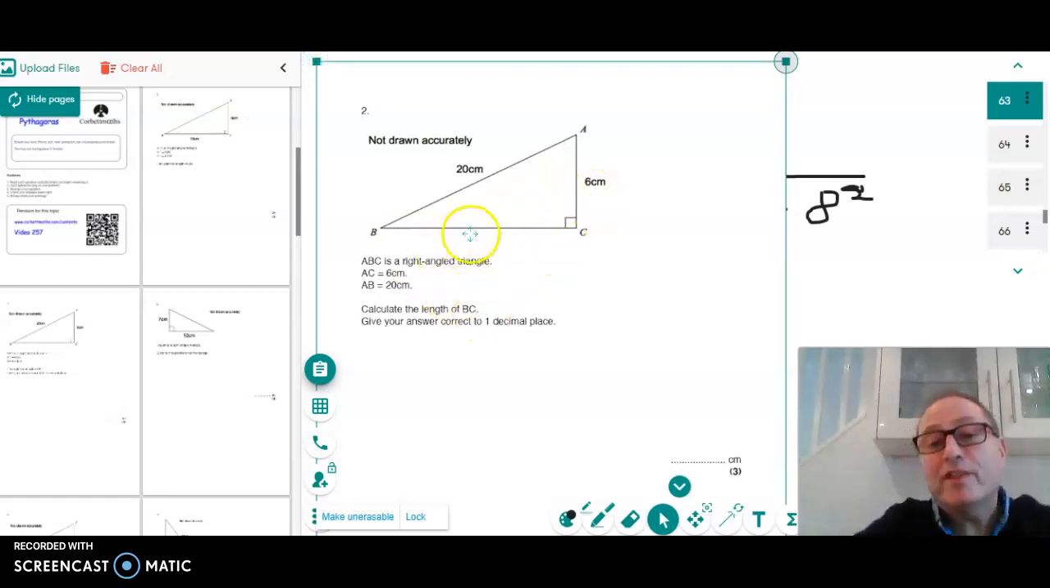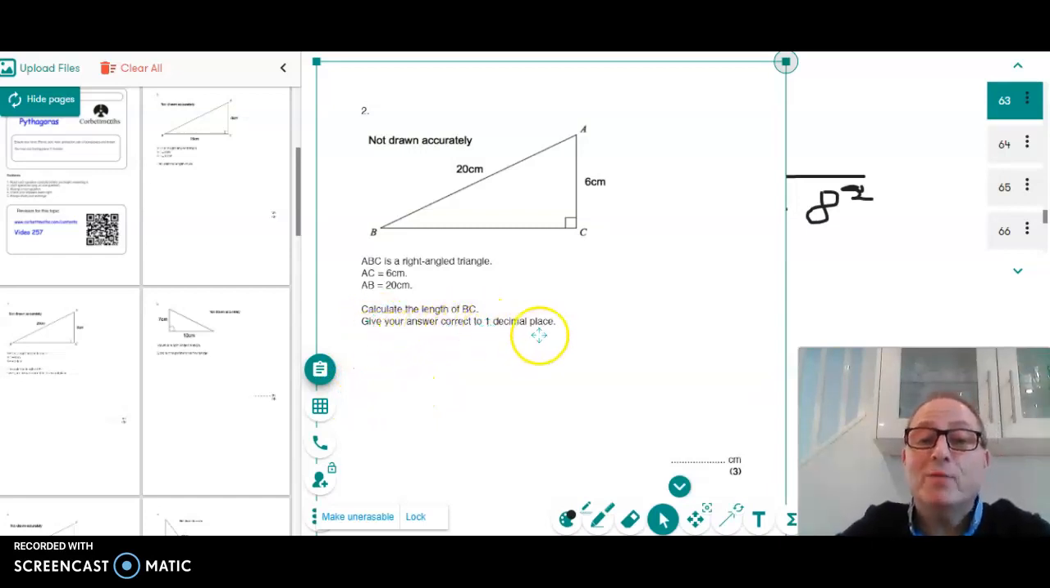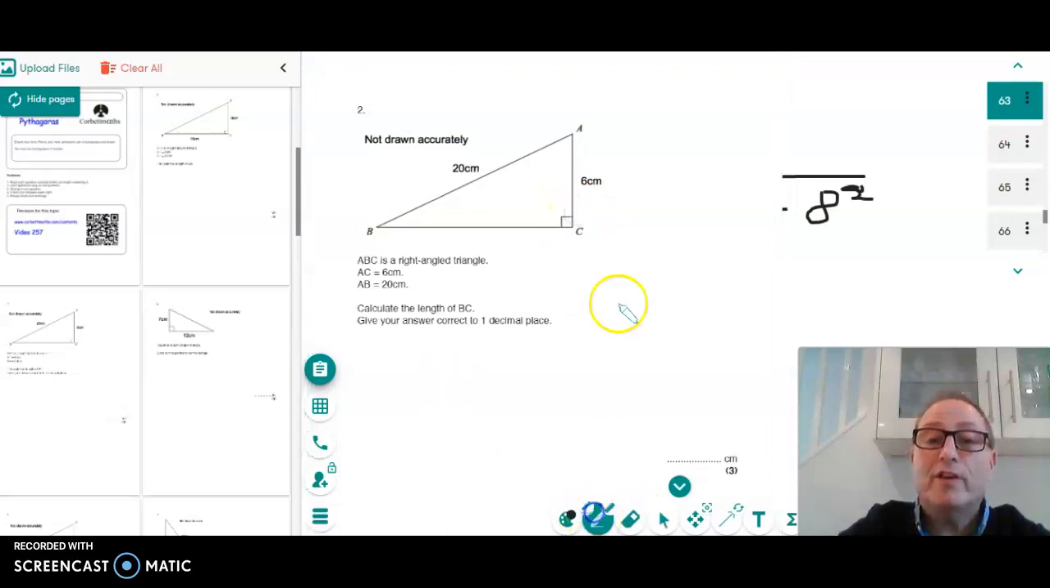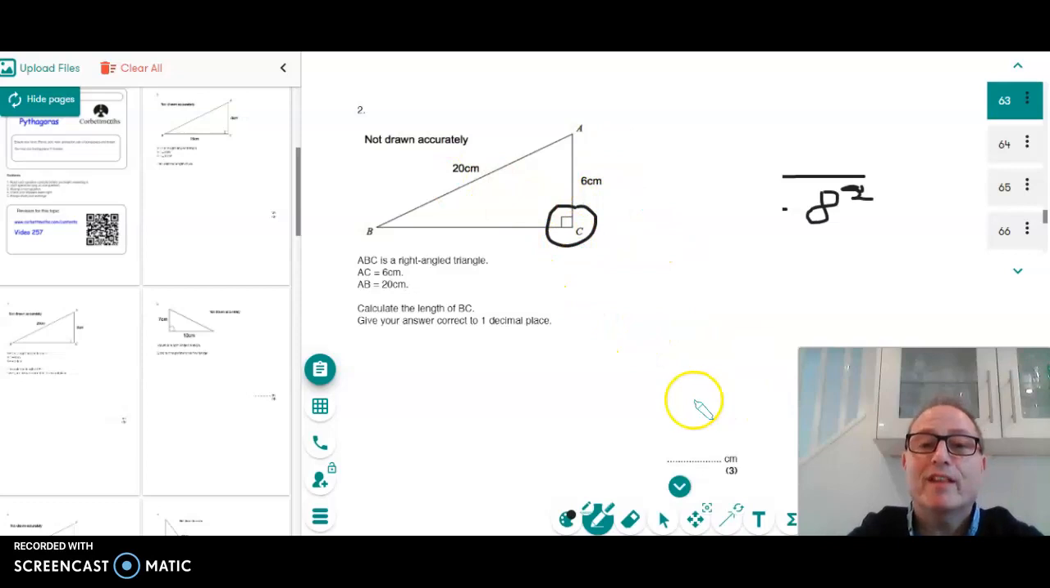Right, so this is to calculate a short side. Now, we know that AC is 6 centimeters, and we know that AB is 20 centimeters, and we have to calculate the length of BC, give your answer correct to 1 decimal place. Now, is this a right angled triangle first of all? Yes, we know it's a right angled triangle because we have this here. It's right angle or perpendicular. There we go. So we need to calculate the short side.